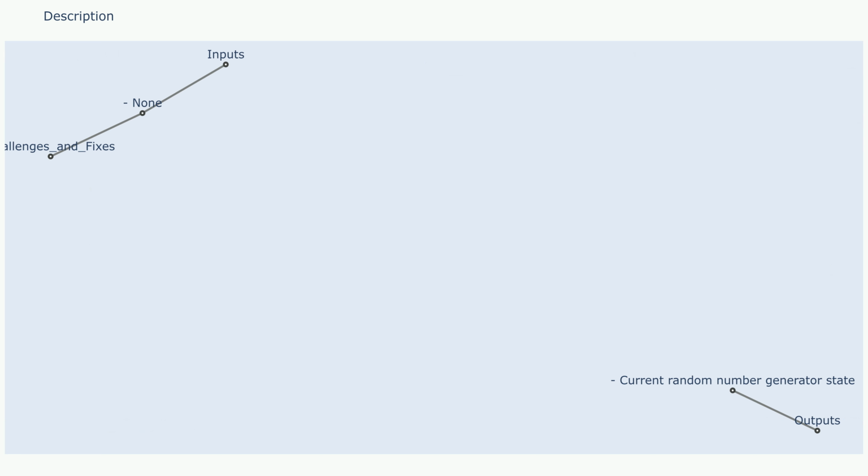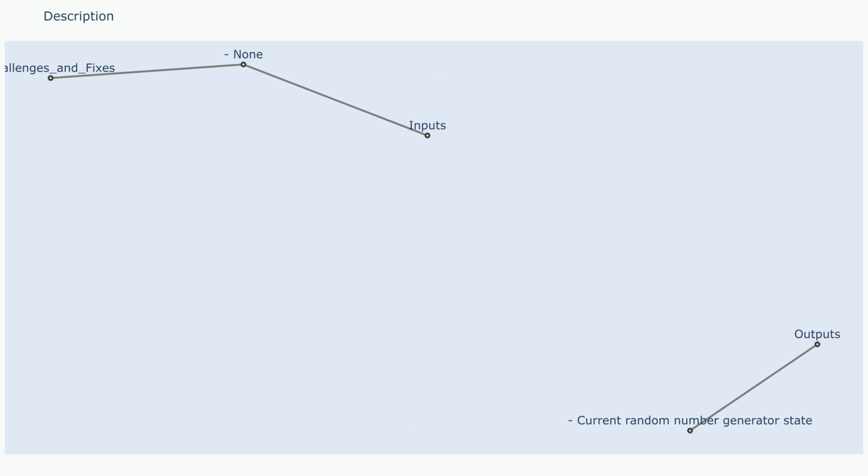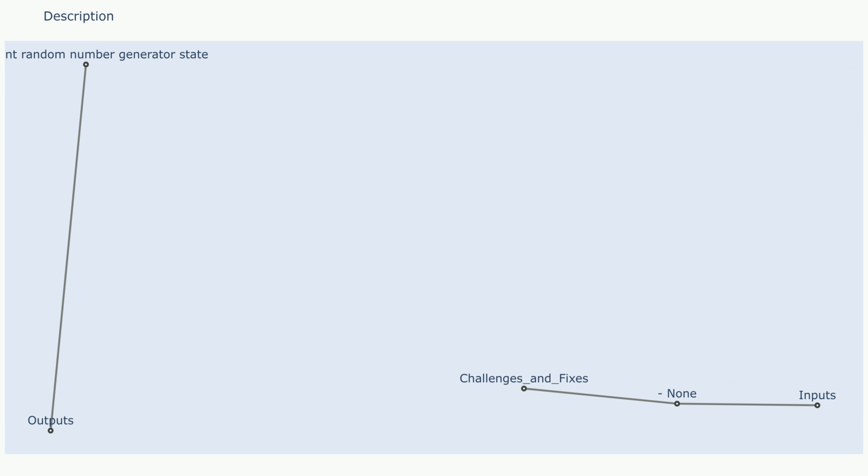Steps. The function reads the internal parameters of the PyTorch RNG, which determine the sequence of random numbers generated. It encapsulates these parameters into a torch byte tensor object. Challenges and fixes. Challenge 1. Misunderstanding the scope of the RNG state. Sample use case that resulted in challenge 1.